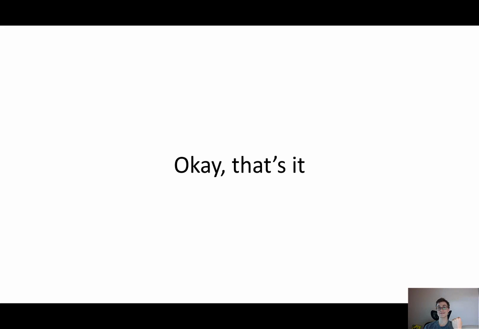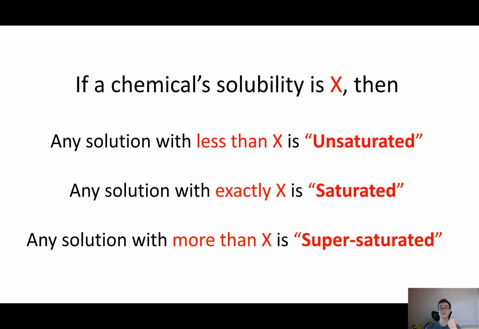Okay, that's it. To summarize what we learned, if a chemical solubility is X, then if you have less than X dissolved, you're called unsaturated. If you have exactly X dissolved, you're called saturated. And if you have more than X dissolved, you're called supersaturated.